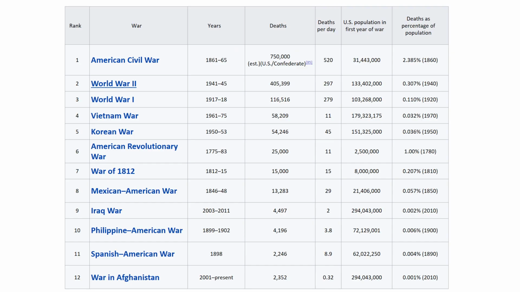You can see the devastation of the war, the Civil War. Almost over 2% of the total population of the United States died in the American Civil War. In the Revolutionary War, that's the next highest because we had a very low population, 1%. In World War II, where over 400,000 people died, it was 0.3% of the population. So this is all Americans, 520 deaths a day during the Civil War. This was a devastating war.